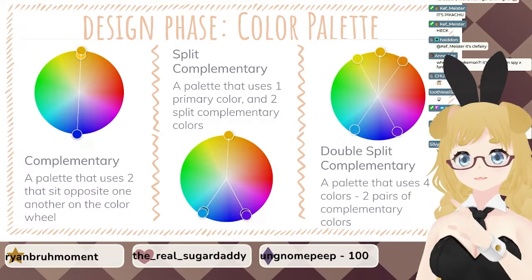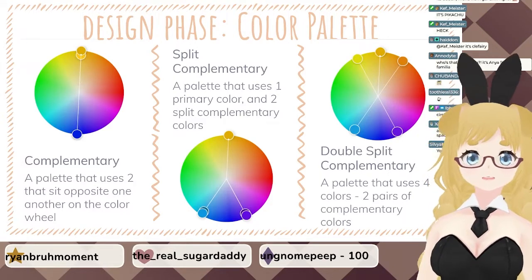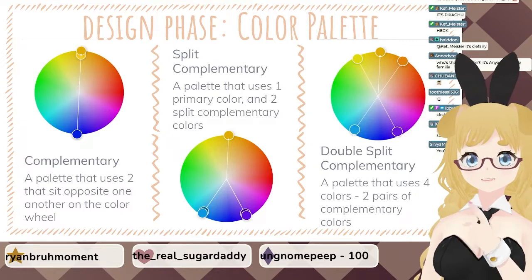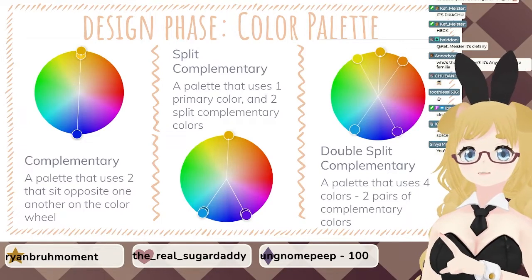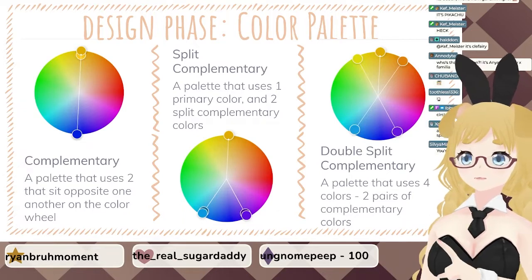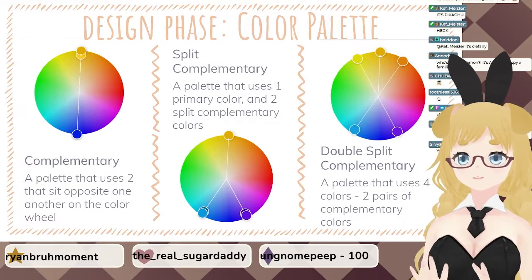That's in the middle with that yellow and then the bluish and purplish color. A third option is the double split complementary. This gives you more colors. This is what I started with when I was coming up with a color palette for my rebrand, because it gives you just a few more colors to work with.